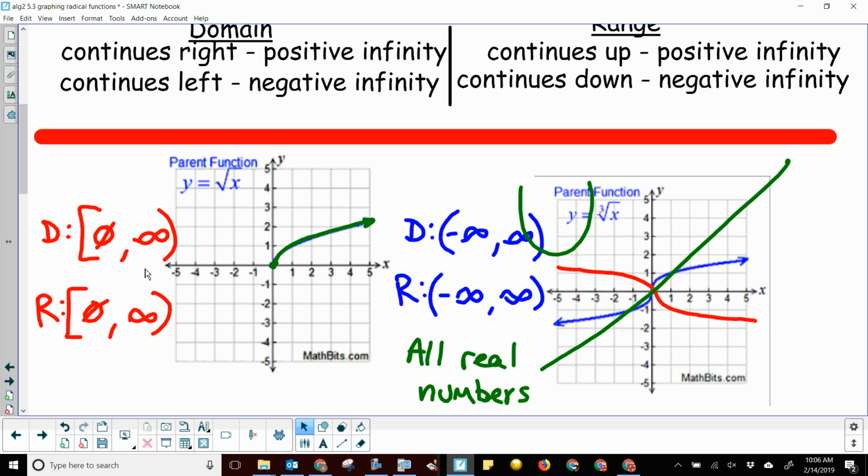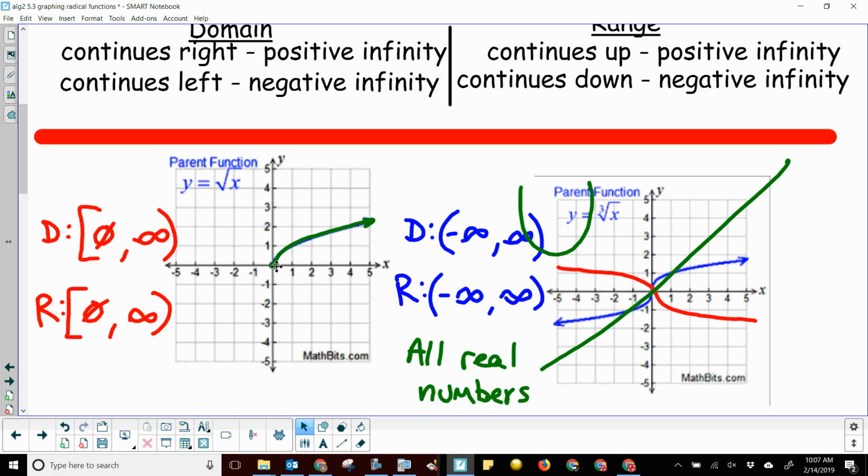So domain is all the x values I can have. And here I can start at 0, which is why this is a bracket, and I can go as far to the right as I want. So I'm going to infinity with a parentheses. We would use parentheses with infinity because there's no stopping point. If there was a stopping point, then you put the bracket. Range is the same way. I can't go down any, but I can go up forever, even though it's not going very fast.